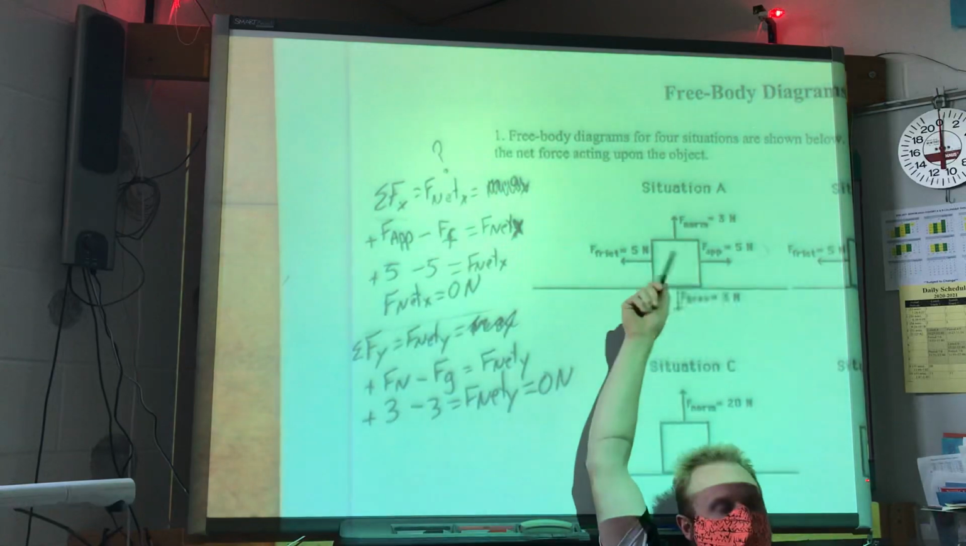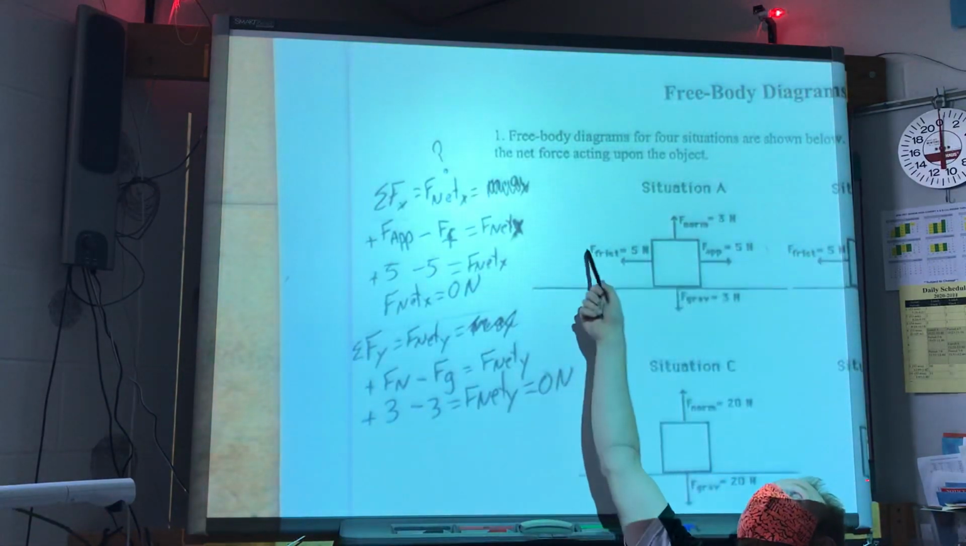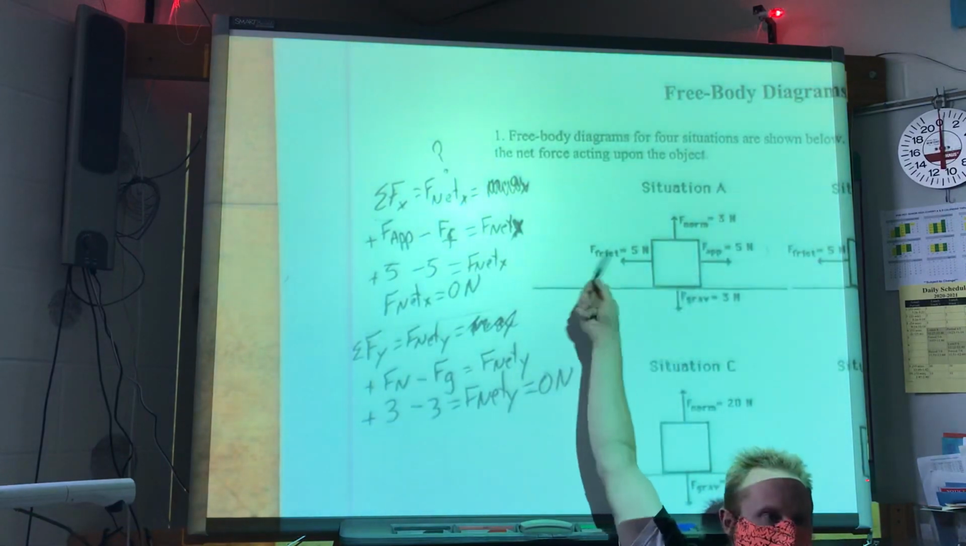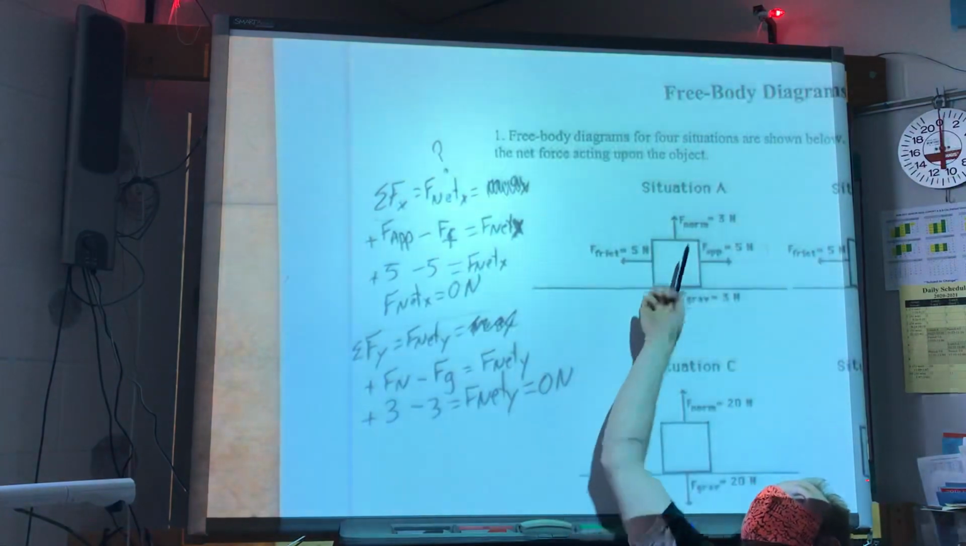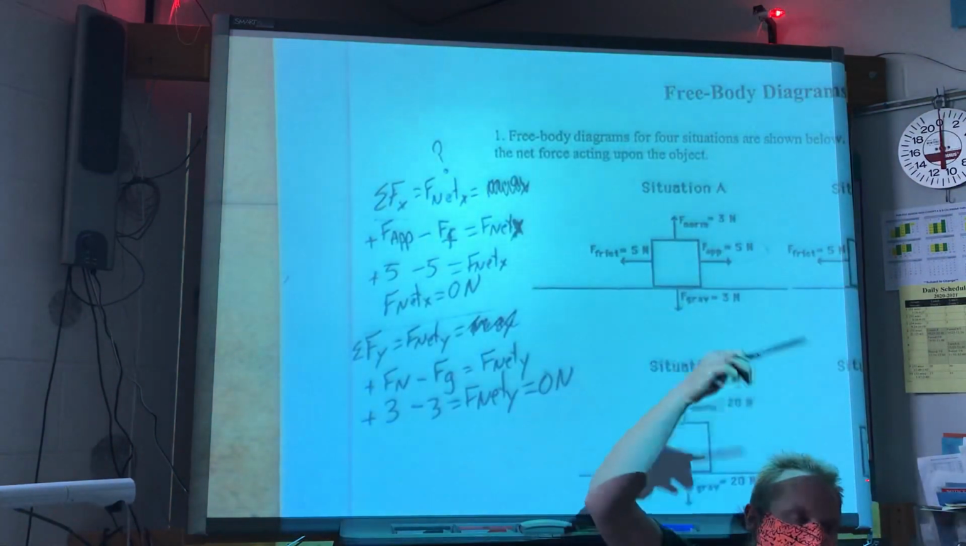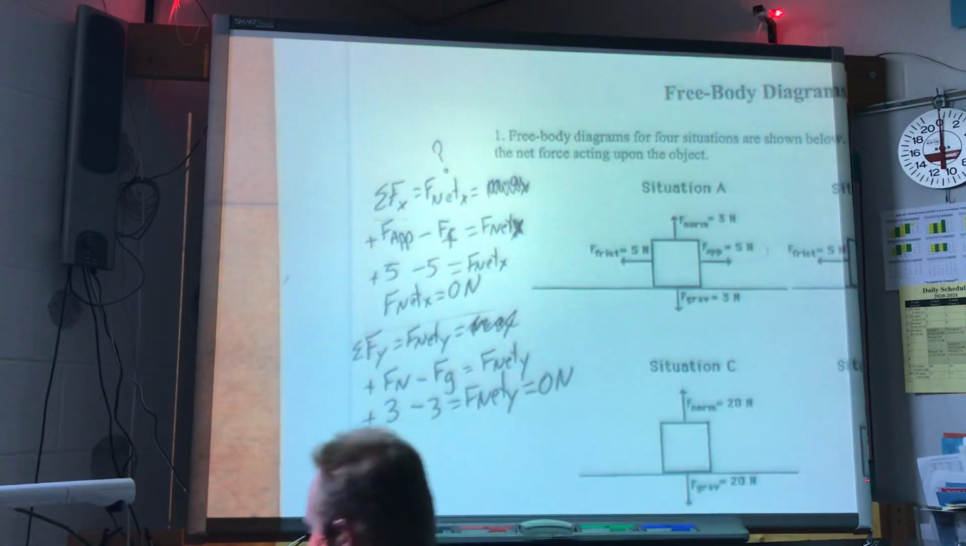But really what we're asking is, are they balanced or unbalanced? Are they balanced in the x direction? And the answer is, yeah, they're balanced in the x direction. So my F net in the x direction is 0. Are my forces balanced in the y direction? Yeah, so therefore my F net in the y direction is equal to 0. Let's take a look at letter B.